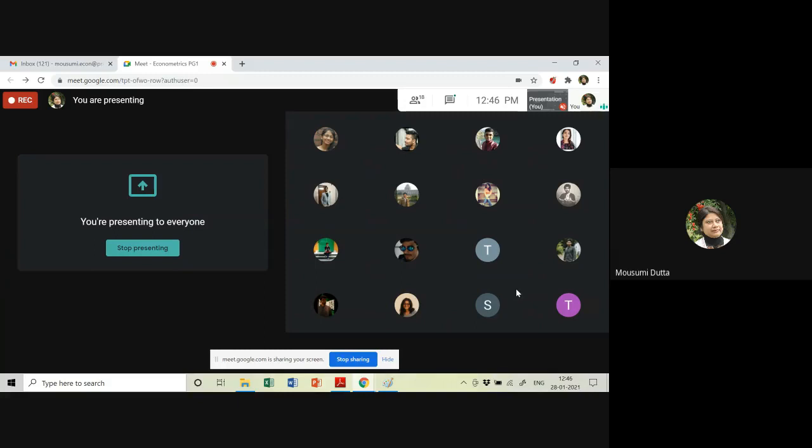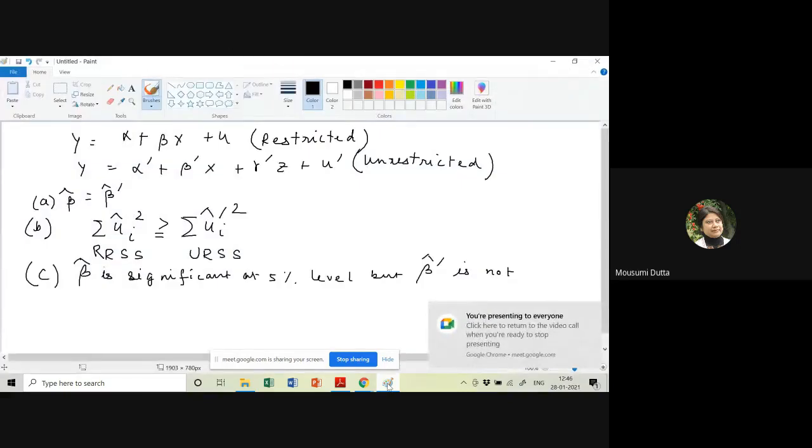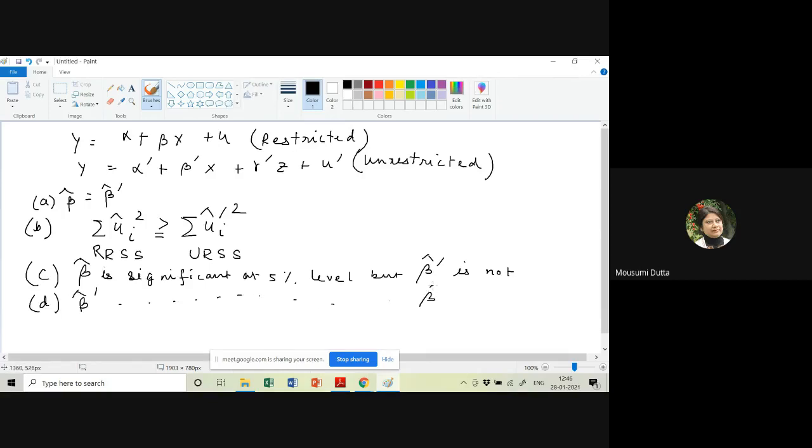The final one is: beta hat prime is statistically significant at 5% level, but beta hat is not. That is the reverse one. Beta hat prime is significant at 5% level, but beta hat is not. Is it possible under any circumstances?